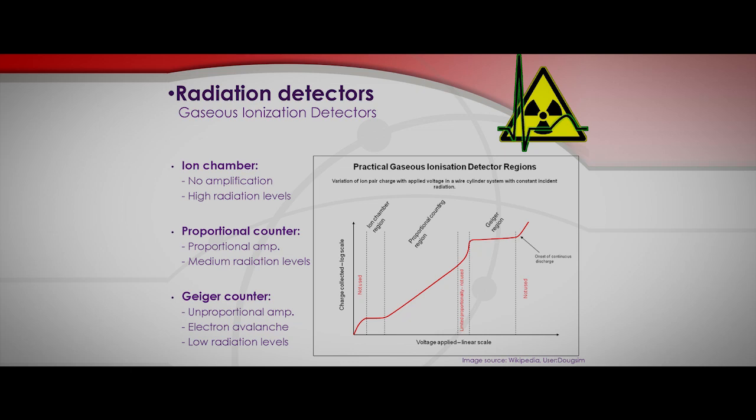You actually have different regions to operate these chambers. You have the area of recombination. The voltage applied is not on a total scale, because it depends on the type of detector.